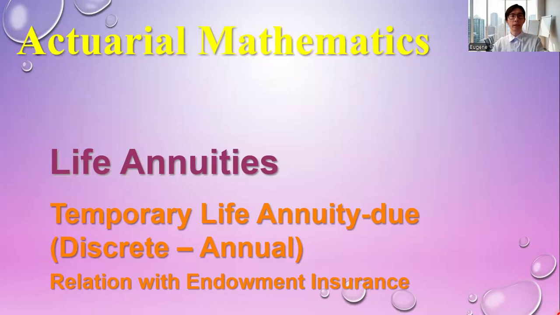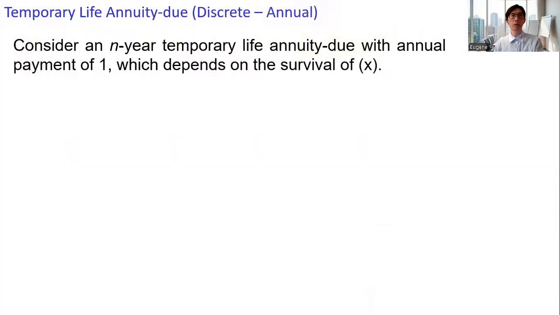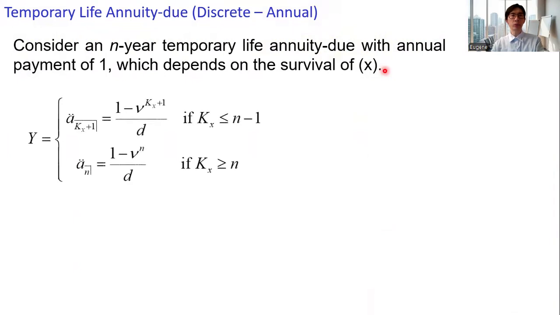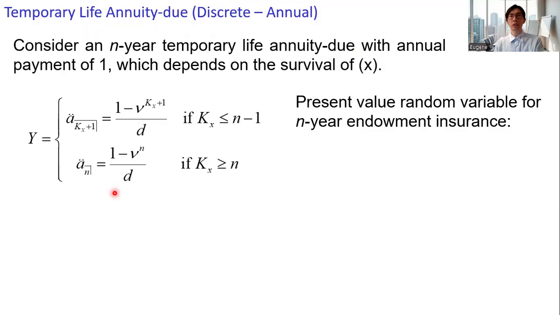Hello everyone. In this video, we'll continue to cover the temporary life annuity due, and here we'll establish an expression to get the expected value for this annuity in relation to the endowment insurance. Back to the n-year temporary life annuity due. We have this expression for Y, the present value of the annuity. In relation with the insurance, here we relate to the n-year endowment insurance.